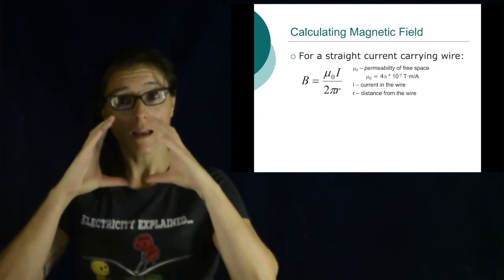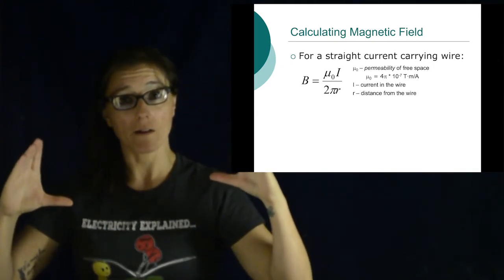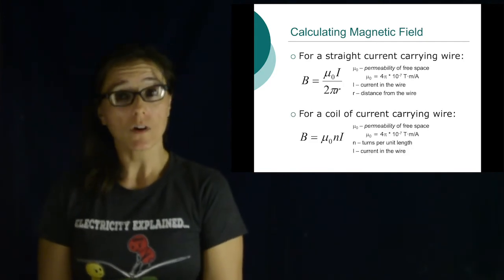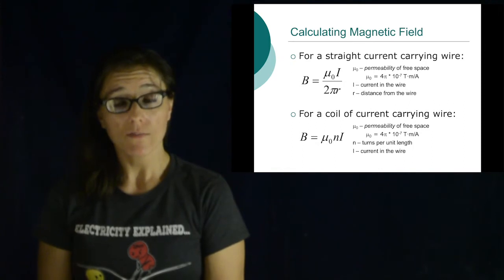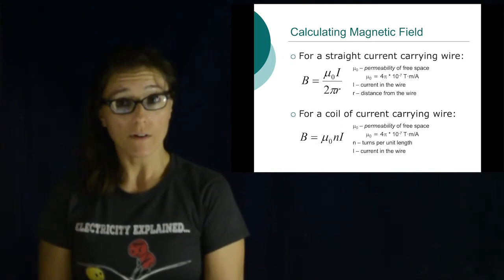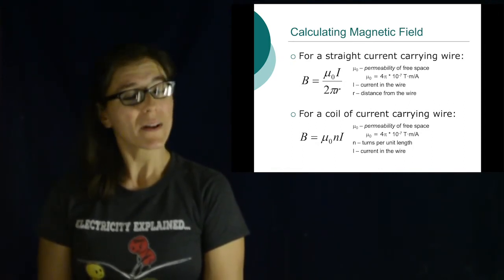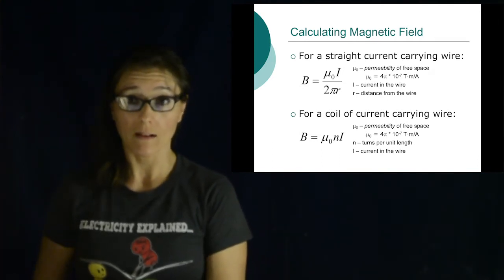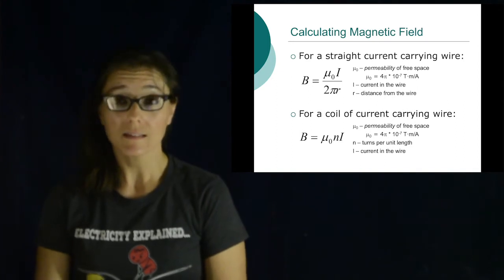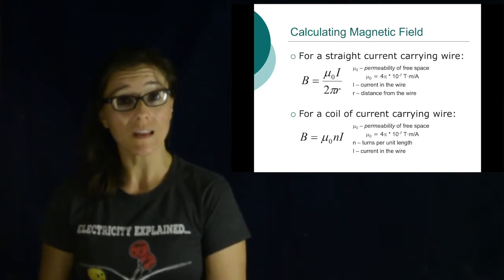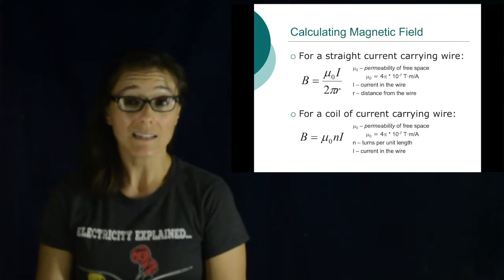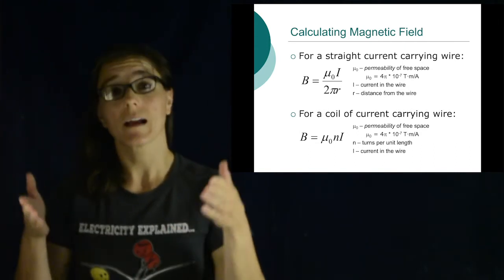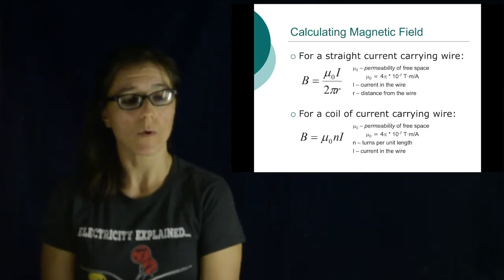And as expected, as you move further out from the wire, that magnetic field is going to get weaker. Likewise, for a coil of current carrying wire, we find that stronger current yields stronger magnetic fields, but at the same time, more loops of wire will also give us a stronger magnetic field. And it turns out that since the magnetic field is strongest through the center of the electromagnet, we actually don't have to worry about how far we are from the magnet or from the wire, as long as we're in the core of the coil of wire.